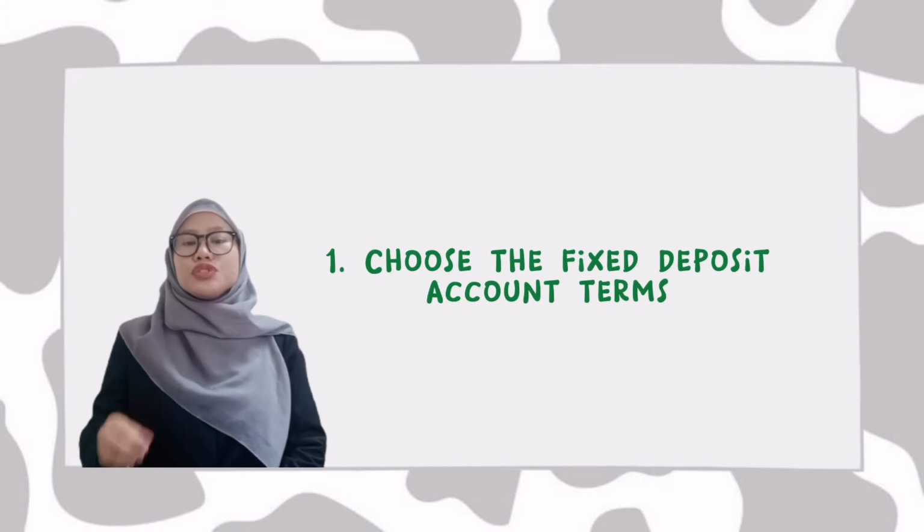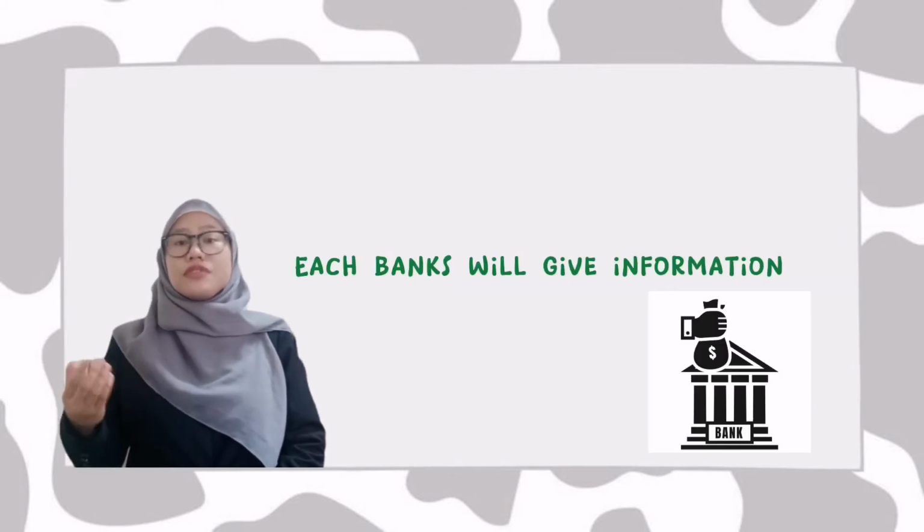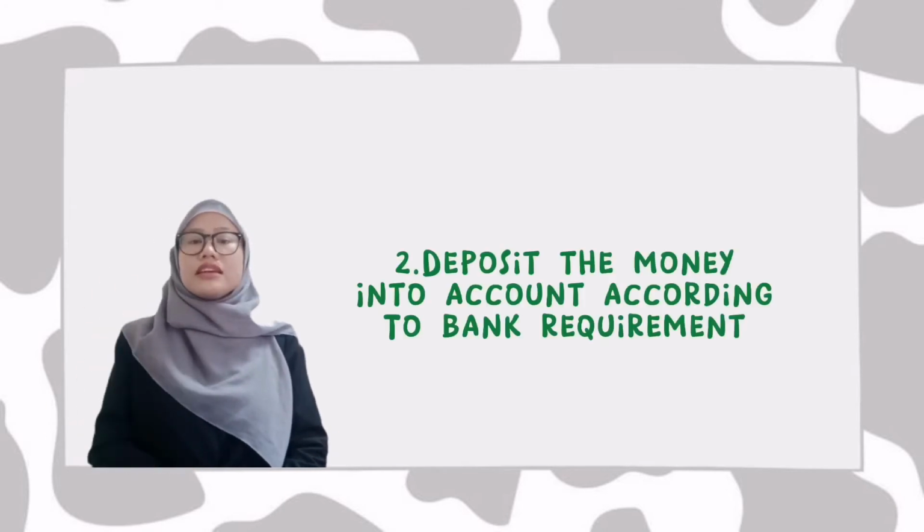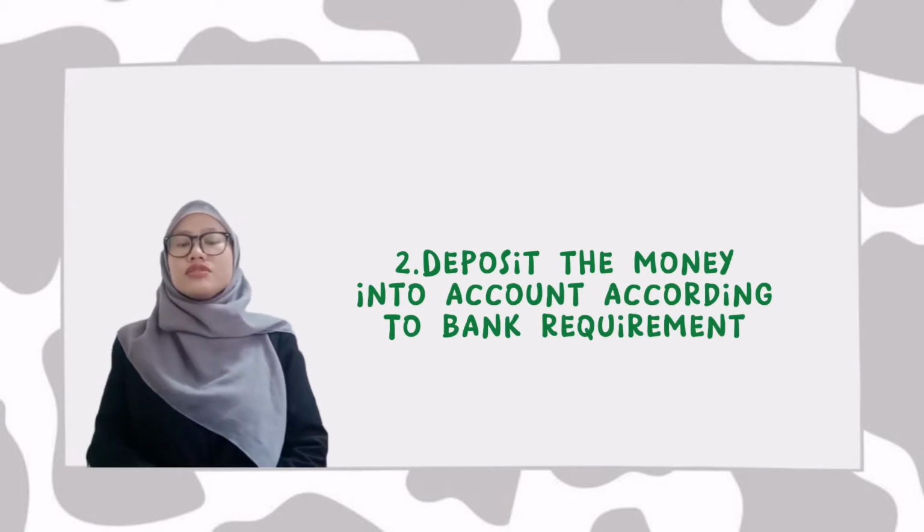Next, the flow of fixed deposit account. Firstly, we need to choose the fixed deposit account terms. Each bank will give the information on the terms, including the interest rate offered by the bank. So we need to choose carefully according to our financial situation. Second, deposit the money in the account according to the bank requirement.